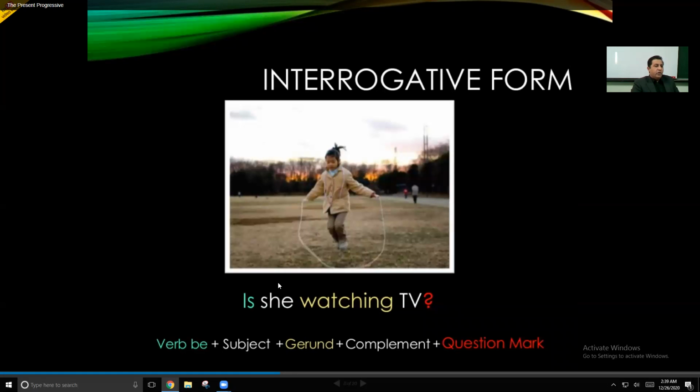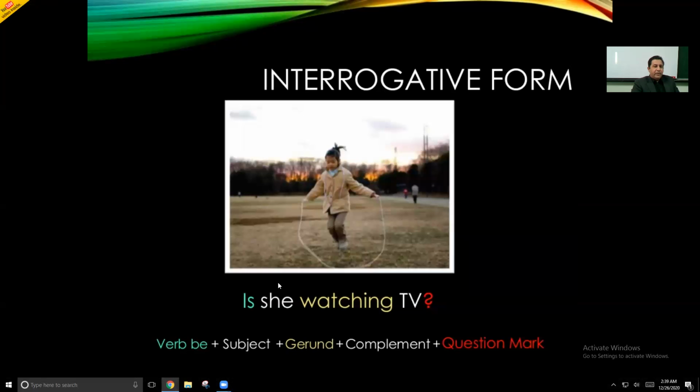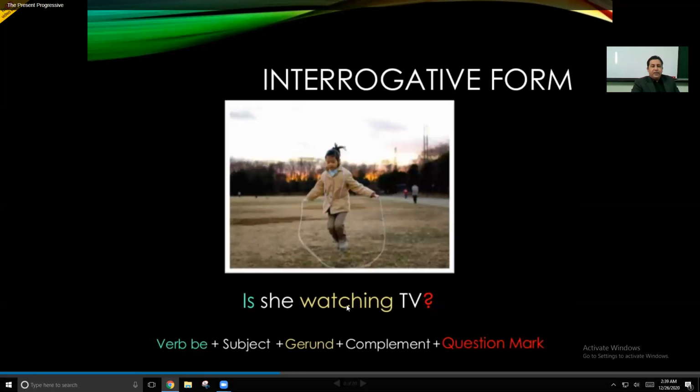You are watching TV, you're not watching TV, are you watching TV? He is watching TV, he is not watching TV, is he watching TV? And if you want to turn it into a WH question, so this is your indicative question or your yes no question, you can put an interrogative pronoun before this indicative question. Is she watching TV? Why is she watching TV?